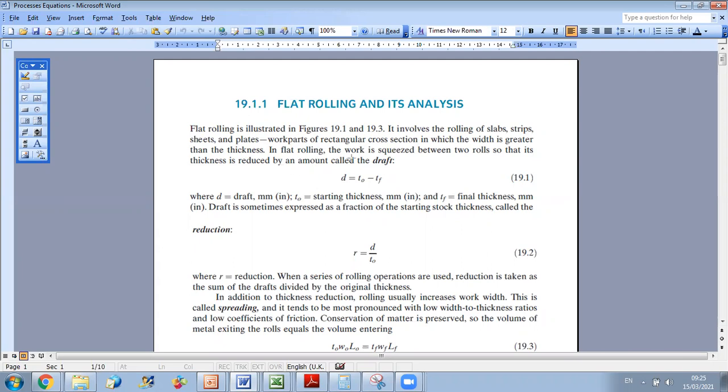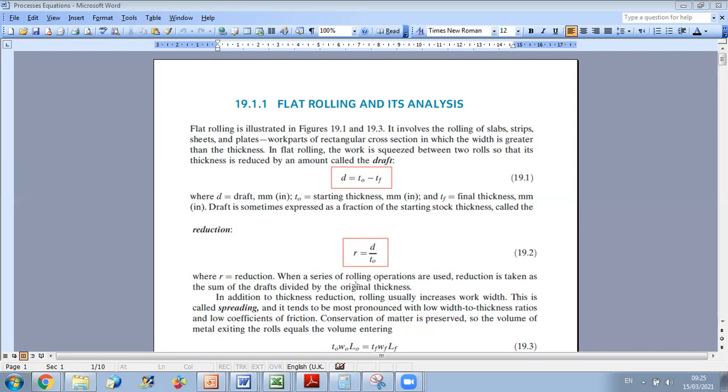So when they tell you the draft is equal, for example, to 3 millimeters, this means that the difference between the initial and final thickness is 3 millimeters. Now, concerning d, it's the draft. T0 is the starting thickness of your material. Tf is the final thickness. And sometimes we can also express the draft in terms of a fraction of the starting thickness. This is called the reduction ratio. So the reduction ratio is just d over T0.